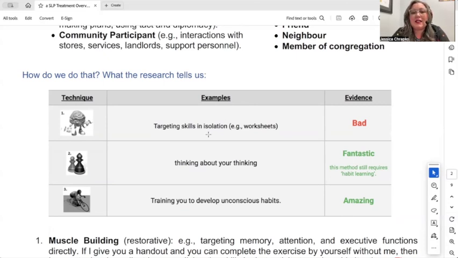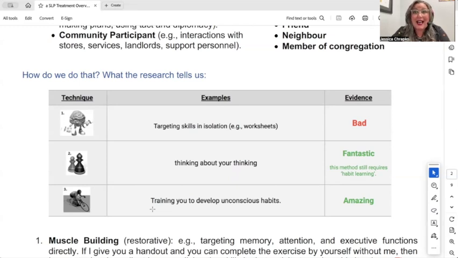that targeting skills in isolation, for example, if I just give a client a worksheet and say, here, do this, if the client can get through the worksheet without any help from me, I'm not doing anything helpful. The evidence to support that approach is bad. Rather, the evidence says that teaching clients to think about how they think, or metacognition, the evidence for that technique is fantastic. However, that method requires that we learn new habits, which is the third thing. Training clients to develop unconscious habits, the evidence for this is amazing.